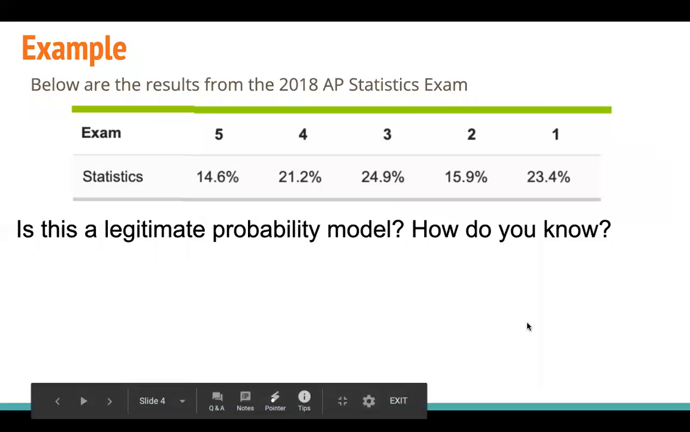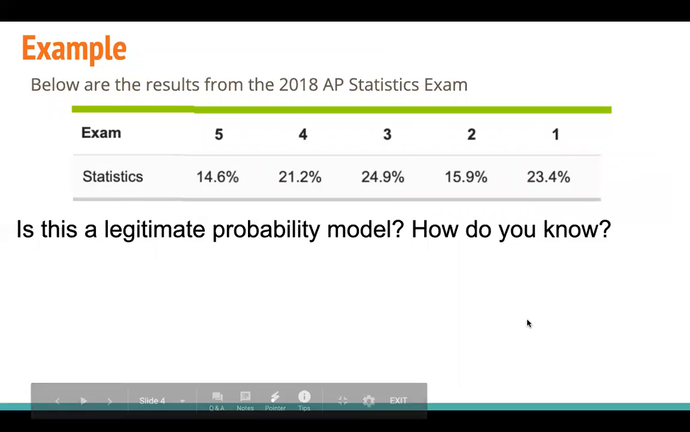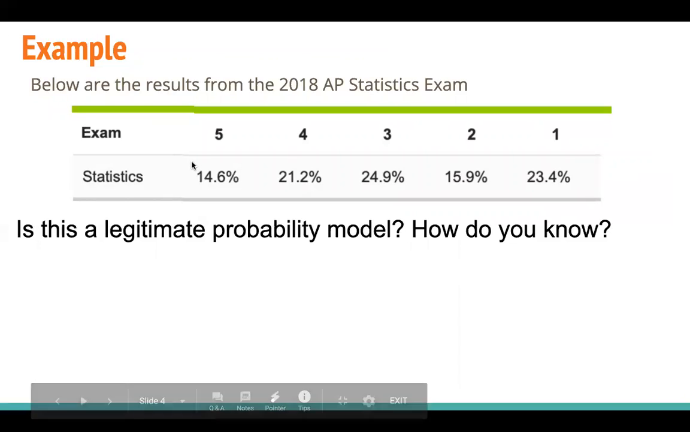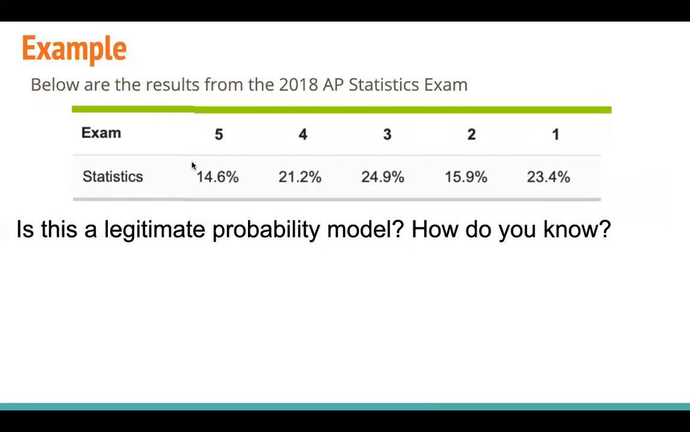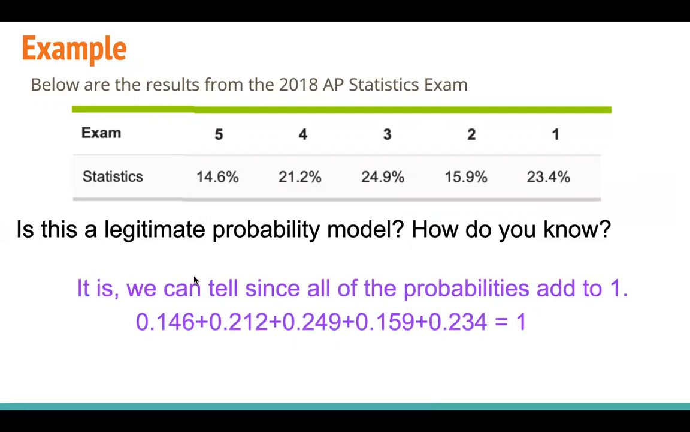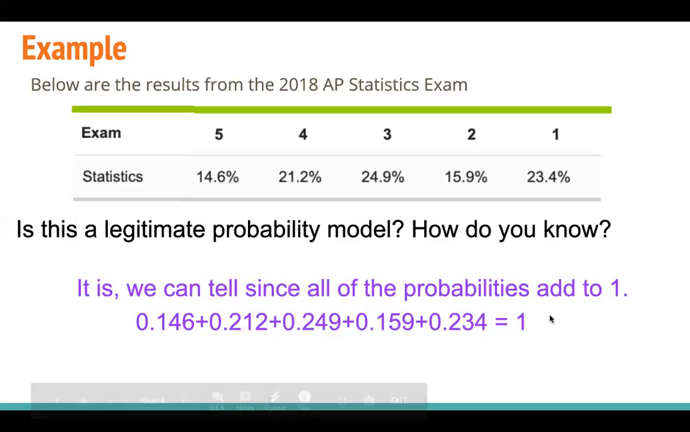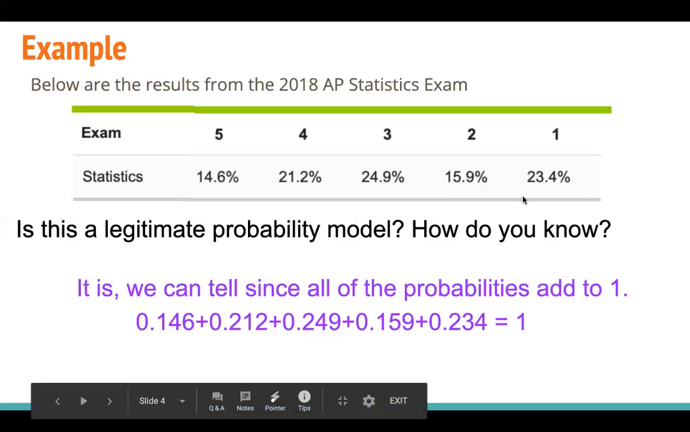All right, so let's look at just a very simple example. Below here are results from the 2000 AP Statistics exam. Is it a legitimate probability model? How do you know? The thing to check when you're checking if it's a legitimate probability model is whether they all add to 1. I add them all up: 0.146 plus 0.212 plus 0.249 plus 0.159 plus 0.234, and it equals 1. So it's legitimate. The percentages also, that's equivalent to 100%. So whether you do decimals or percentages, they're equivalent.